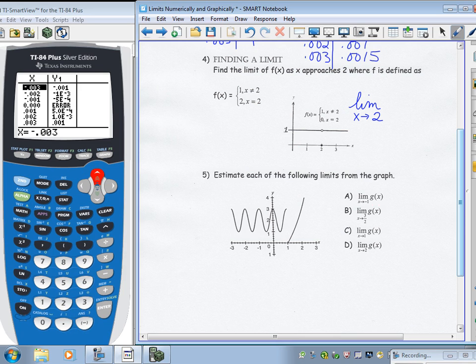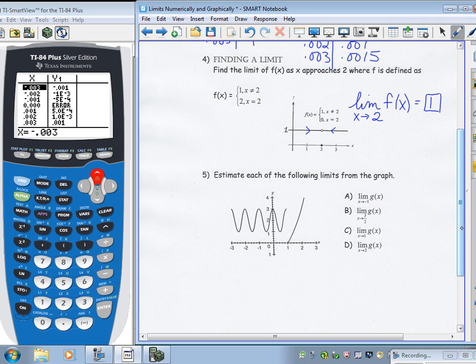Now remember, you have to approach it from the left and the right. I don't care what's happening at 2, only when you get really, really close. So what y value is it approaching when you get really close to an x value of 2? 1. That's right where the open circle is. Does everybody agree? Okay, so that's our limit.